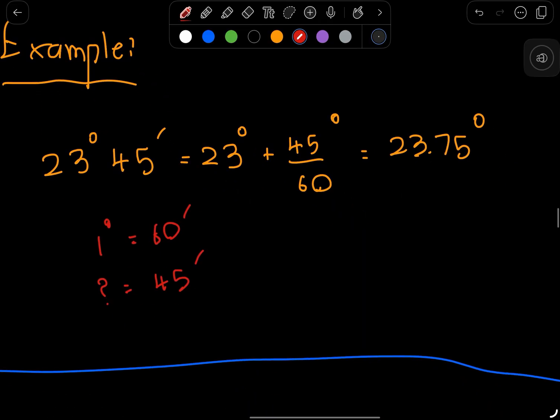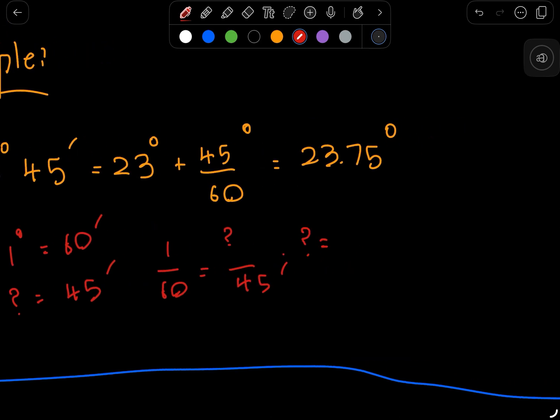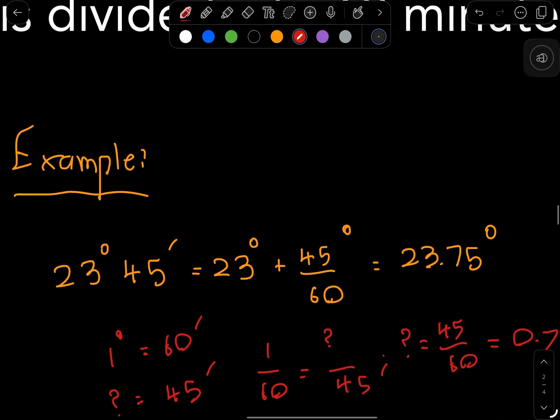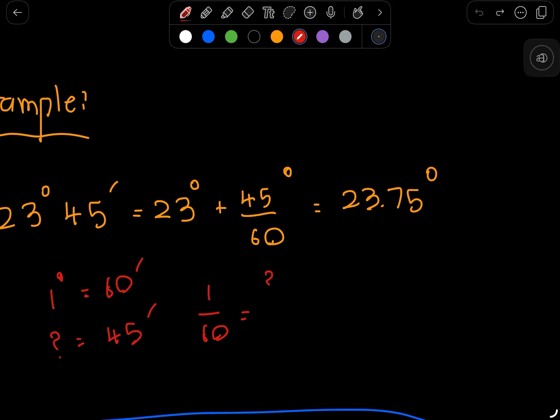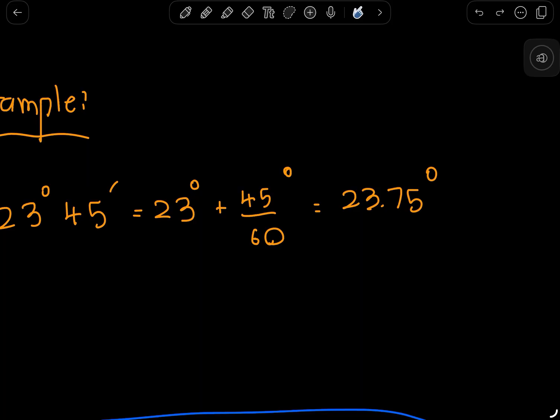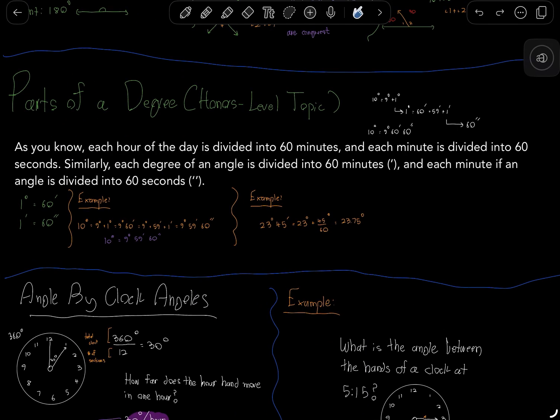So how many degrees will 45 minutes be? Well, you can set up a proportion. You can say that 1 over 60 equals our missing value over 45. And if you cross multiply and solve, you essentially get that the missing value is 45 over 60, or 0.75. So this becomes 23 degrees plus 0.75, and that gives us 23.75. So that's how we convert our degree notation to decimal notation, so we can continue doing what the problem asks us to do in decimal form, which is easier to work with.